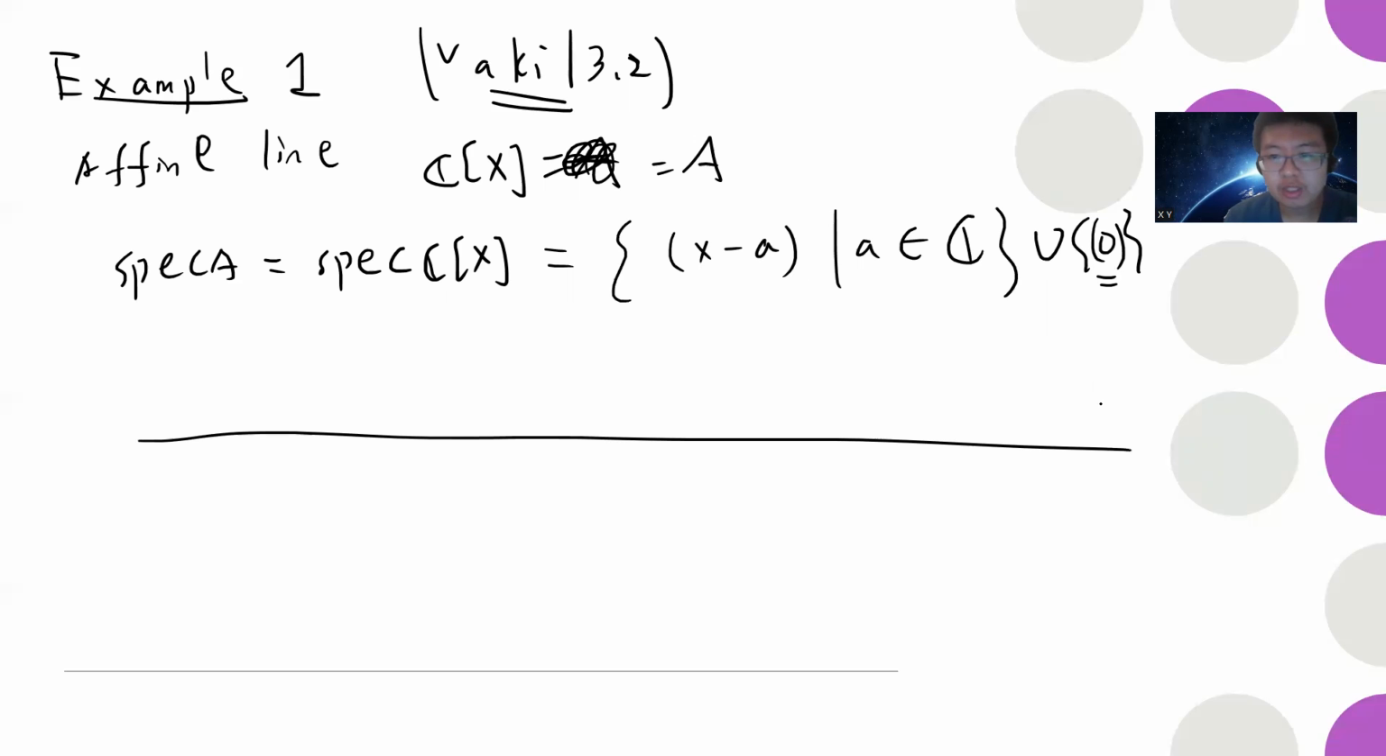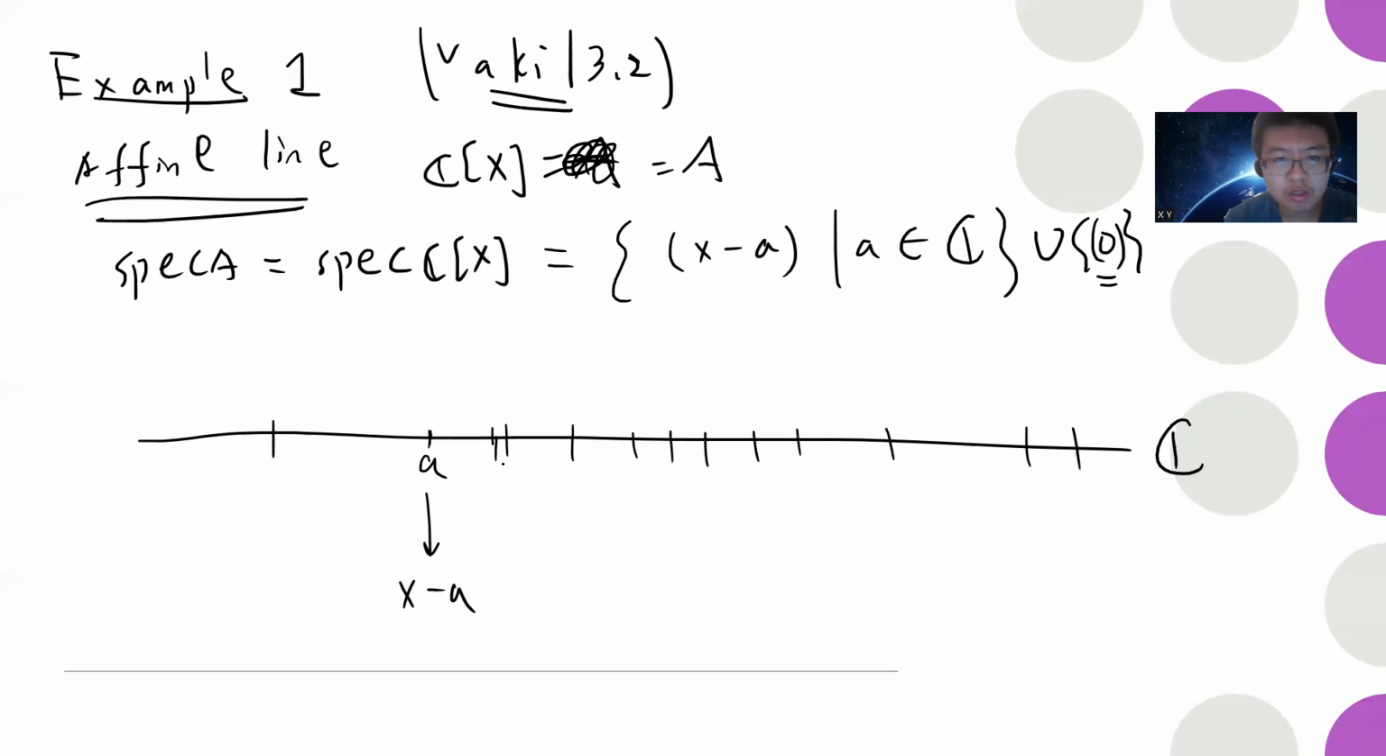Also, you can imagine that this is a line. Imagine this is the complex plane, and at each point there's a. You can view each point as corresponding to one ideal, x minus a. So these are all the ideals, and these are all the points. So this is a line. It's amazing that if you take the spectrum of C[x], it's really a line. This is a geometric interpretation of this affine scheme. And there's a fat point, which is 0.